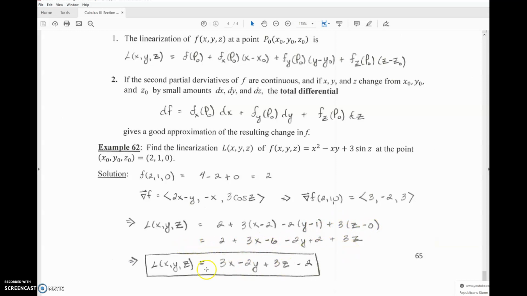I simplify that and I get this. And this is a good approximation to f of x, y, z as long as I'm near the point 2, 1, 0. And that ends section 14.6, differentials and linearization of functions.